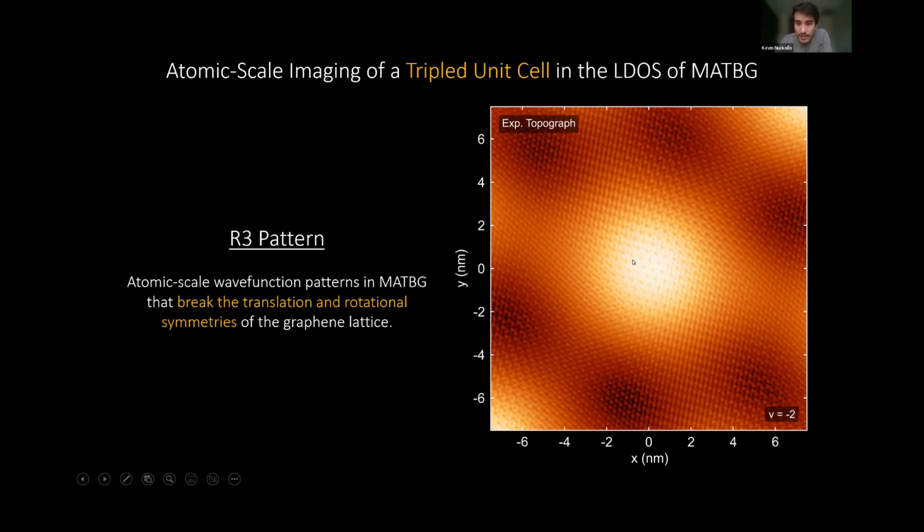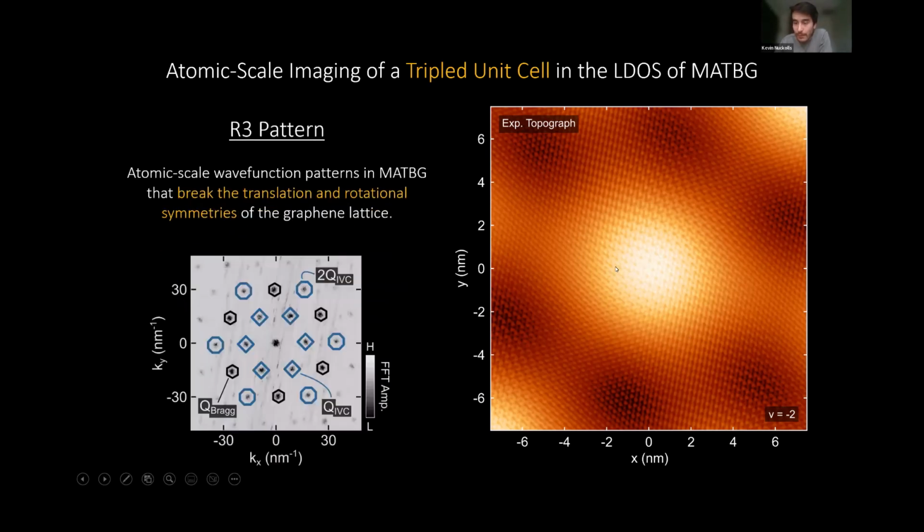So this is a really complex pattern, but one really great insight is to think about this in Fourier space, because we can analyze the wave vectors which are being captured by this R3 pattern. So here I show the Fourier transform of a much larger image than this, something like 50 by 50 nanometers, where you can see these peaks labeled in black are just the Bragg peaks of graphene associated with the momentum vector G, the lattice of graphene.